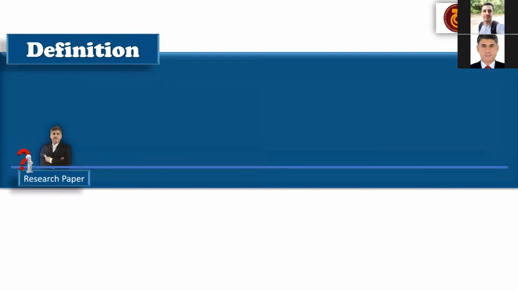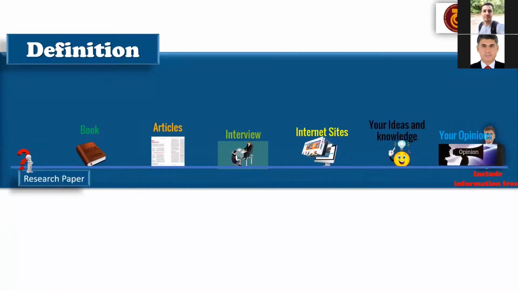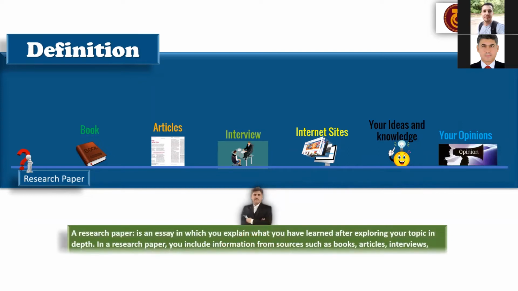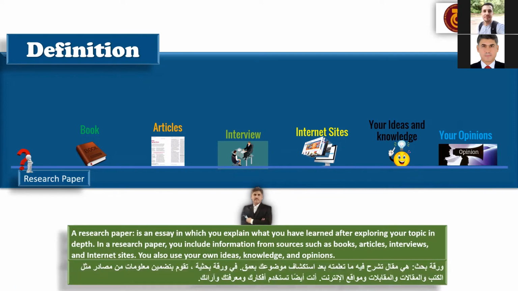Every research paper collects information from where? It means that when we read an academic paper, article or research paper, it includes information from other sources. It may include information from a book, from an article, from an interview, or from an internet site. Sometimes inside your research article, they have the author's idea, knowledge and opinion of it.